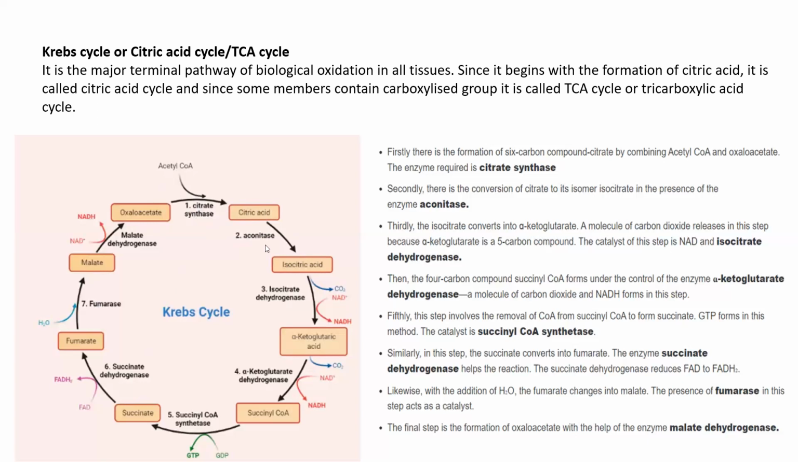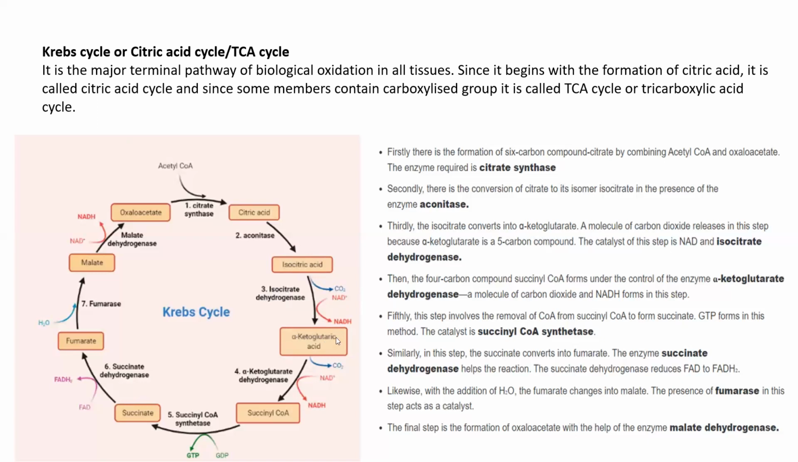The enzyme involved is aconitase. So in this particular step, no energy molecules are coming, and no water or carbon dioxide is being added. Now, the isocitric acid is converted into alpha-ketoglutaric acid in the presence of isocitrate dehydrogenase. So here one carbon dioxide will be liberated and one NAD molecule is reduced to form NADH.